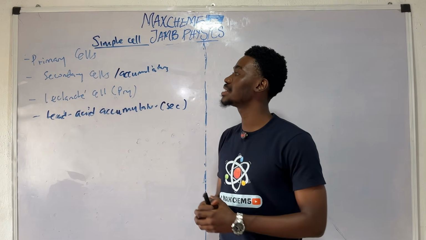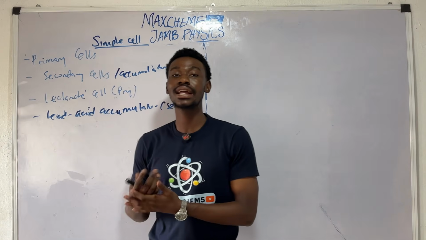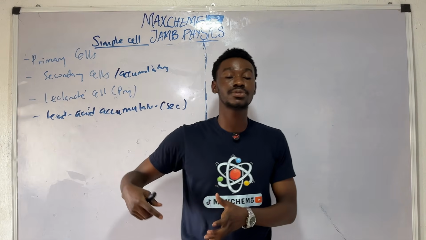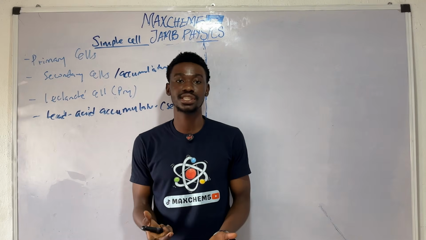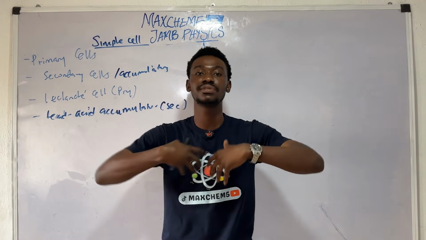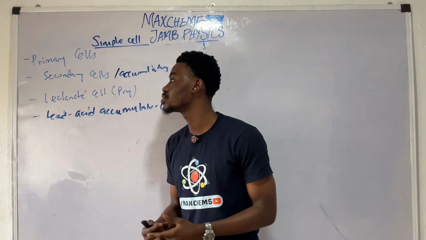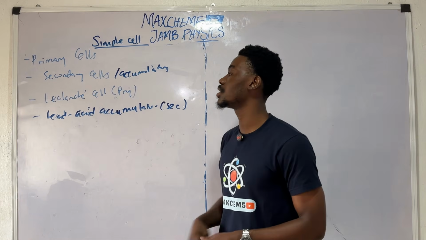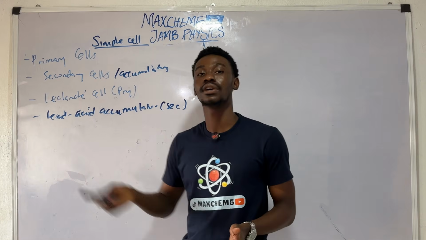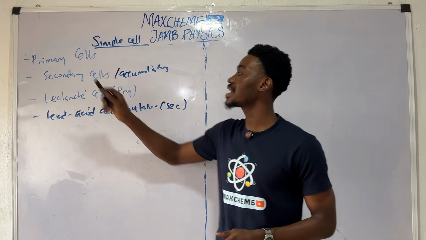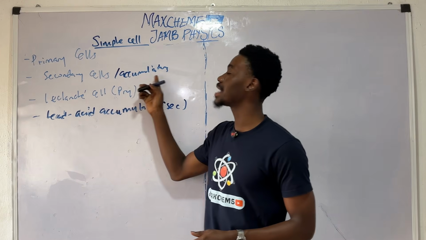A primary cell is a type of cell that, when it converts chemical energy to electrical energy, can only be used once. So those types of cells cannot be recharged. They can only be used once. An example of a primary cell is a Leclanché cell. A Leclanché cell is a special type of primary cell.